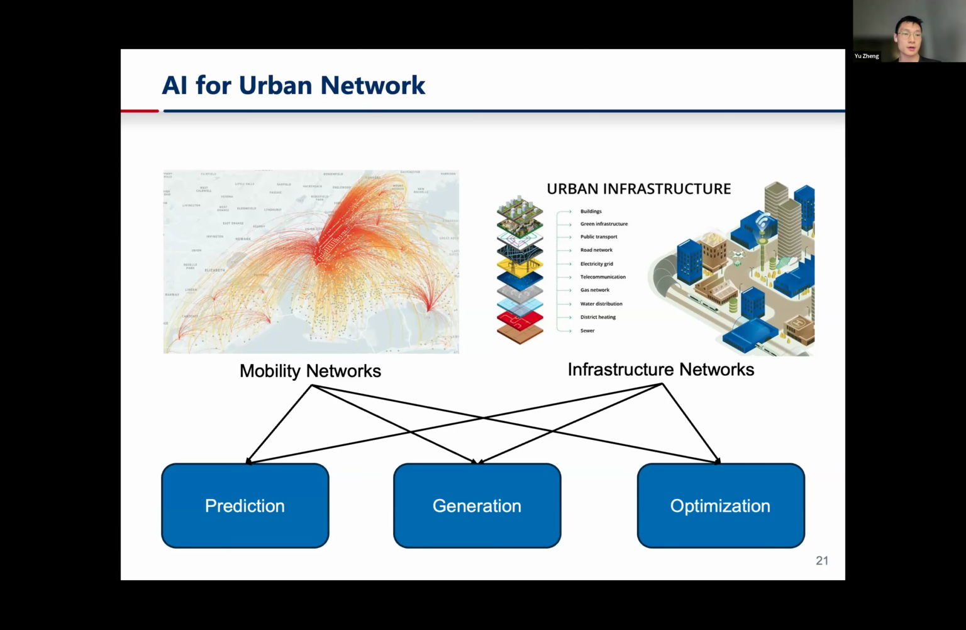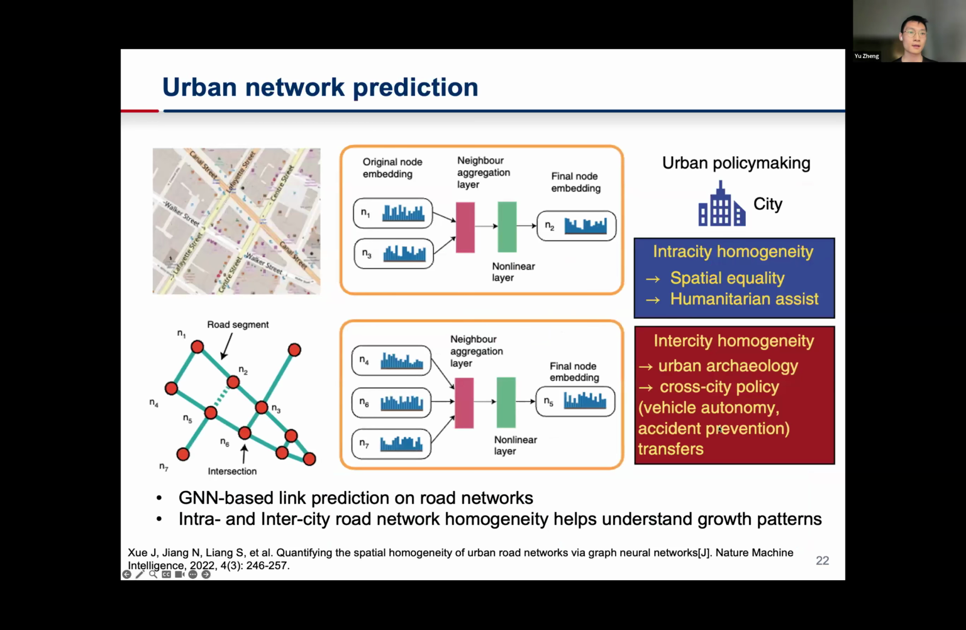And for all these networks, there exist three different types of tasks that AI can play a very critical role in, which are prediction, generation, and optimization. For urban network prediction, here we introduce a work that utilizes graph neural networks on the road networks. So here the road junctions become the nodes of the graph, and road segments are the edges of the graph.